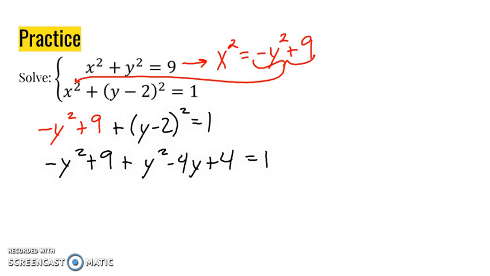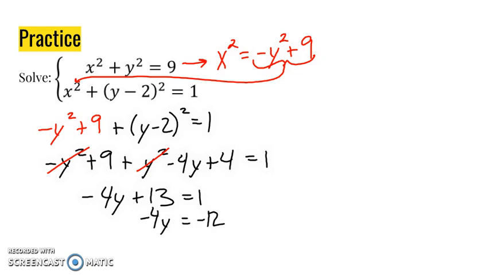Okay, I've got a y squared and a y. I'm going to need to solve it. Oh, wait, I've got a negative y squared and a positive y squared, so those two actually cancel each other. What I really have is a negative 4y plus 13, because 9 and 4 gives me 13, equals 1. And now I just need to solve. Subtract 13, I get negative 4y equals negative 12. Divide by negative 4, I get y equals 3.